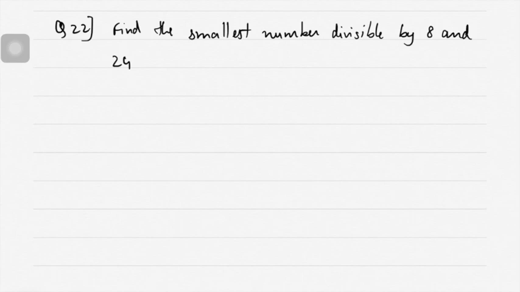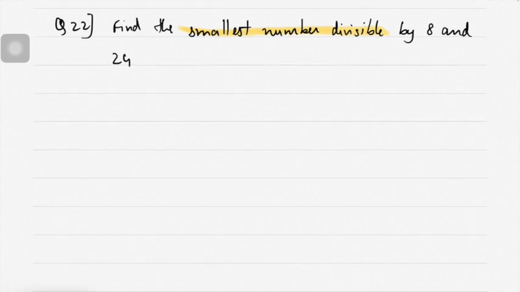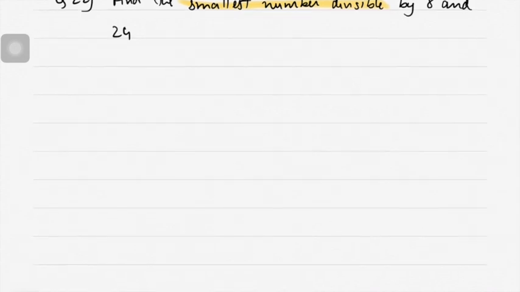Okay. Next question. Find the smallest number divisible. Again, smallest number divisible is asked. Divisible means you have to calculate multiple. Whenever they are saying a number which is divisible, it means the multiples are divisible. So find the smallest number divisible by 8 and 24. So it is same as above.